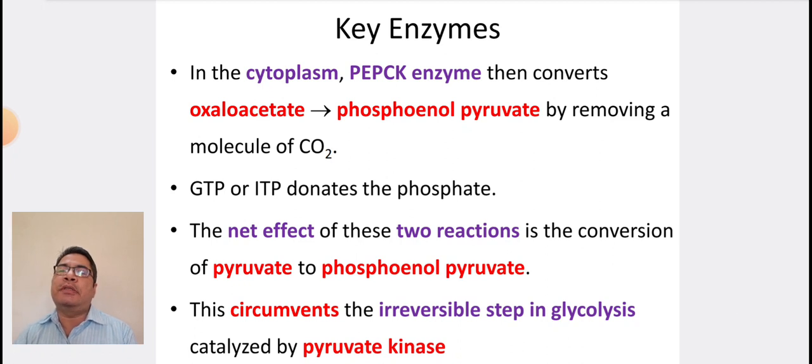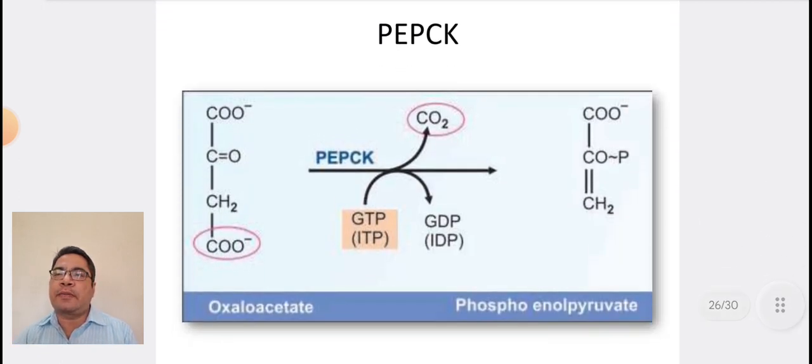In the cytoplasm, PEPCK, that is the phosphoenol pyruvate carboxykinase enzyme, then converts oxaloacetate to phosphoenol pyruvate by removing one molecule of CO2. GTP or ITP donates the phosphate. The net effect of these two reactions is the conversion of pyruvate to phosphoenol pyruvate. This circumvents the irreversible step in glycolysis catalyzed by pyruvate kinase. In this diagram, we can see PEPCK, or phosphoenol pyruvate carboxykinase. Oxaloacetate is converted to phosphoenol pyruvate by the enzyme phosphoenol pyruvate carboxykinase with removal of one molecule of CO2, and GTP is converted to GDP.